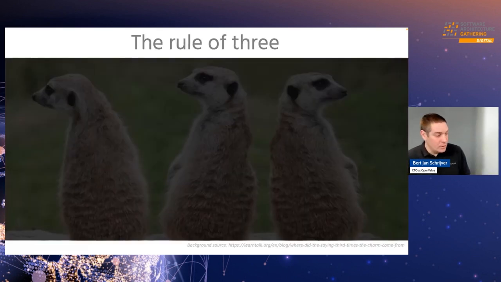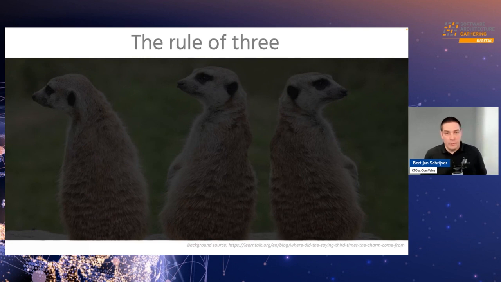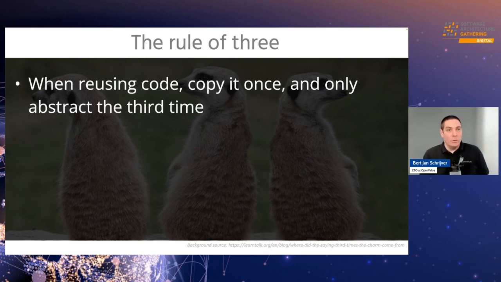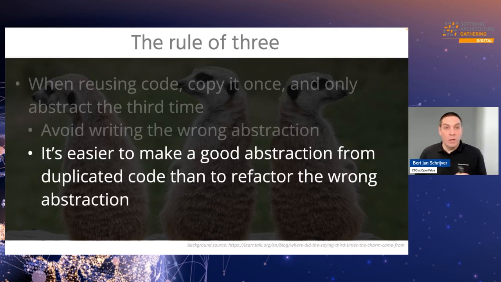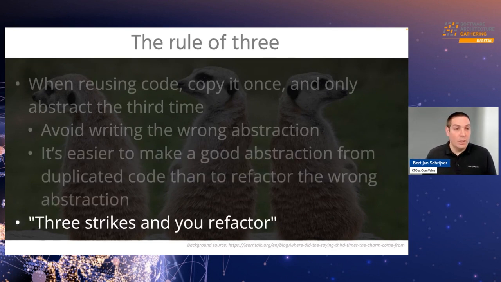So the rule of 3, this is not my rule. I don't remember who came up with it, but I've been using it for a while and I love it. The rule of 3 is: if you reuse code, copy it once and only abstract the 3rd time. So first time you write it, second time you have the same problem, you copy it, and only the 3rd time you have the problem, you start making an abstraction. This helps you avoid writing the wrong abstraction. It's easier to make a good abstraction from duplicated code than to refactor the wrong abstraction. So you can probably also call this 3 strikes and you refactor.